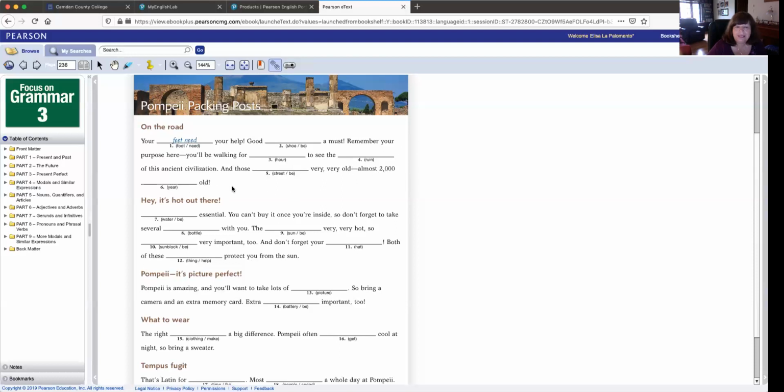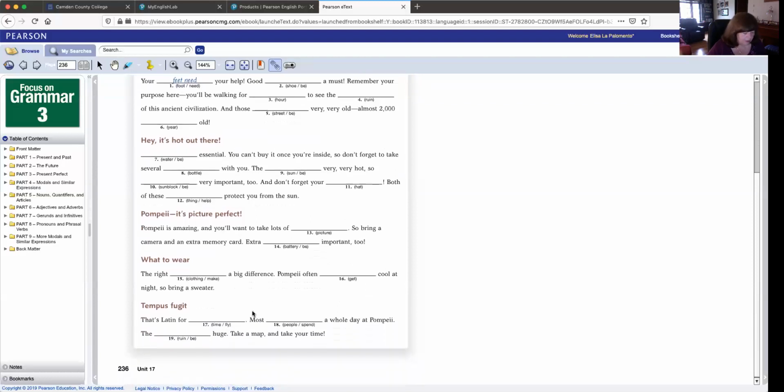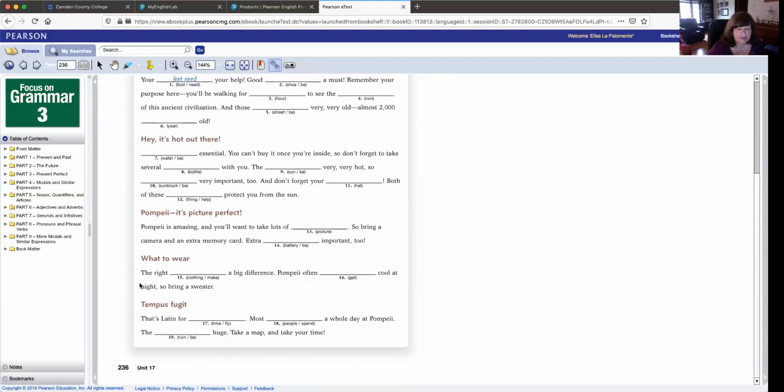So this is what this says. We'll repeat it. Your feet need your help. Good shoes are a must. Remember your purpose here. You'll be walking for an hour to see the ruins of this ancient civilization. And those streets are very, very old, almost 2,000 years old. All right. So do the rest of this for homework, and then I will put the answers up on Monday. Okay. Do the rest of this. All right.